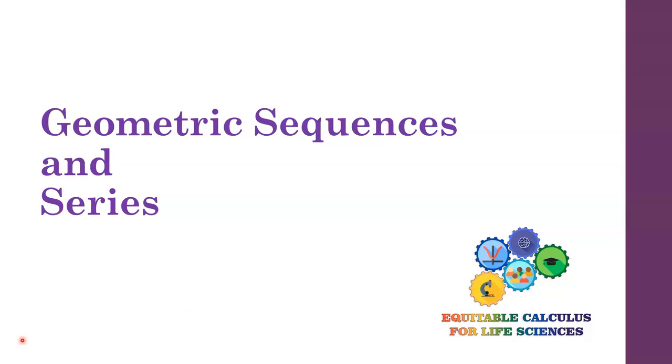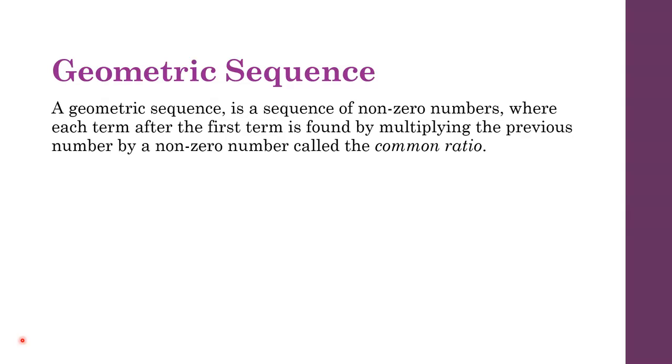We're going to look at a quick lesson in geometric sequences and series. We'll start by looking at the definition of a sequence. A geometric sequence is a sequence of non-zero numbers where each term after the first term is found by multiplying the previous number by a non-zero number called the common ratio.